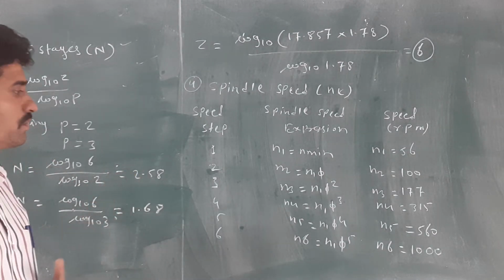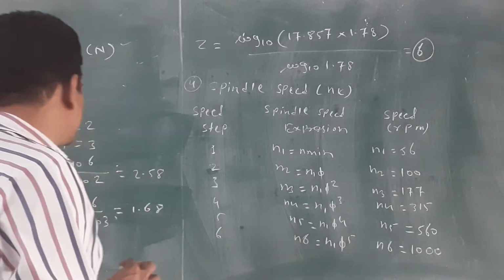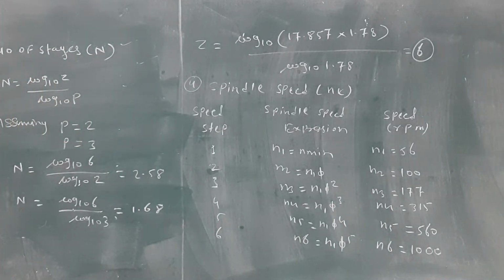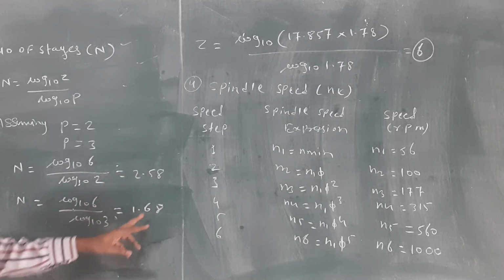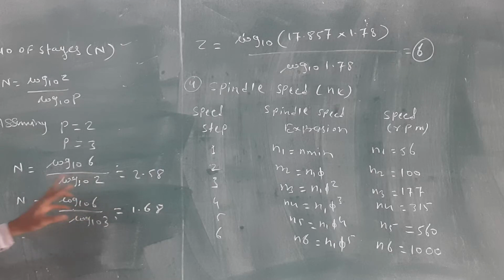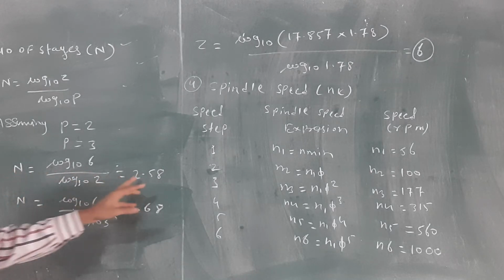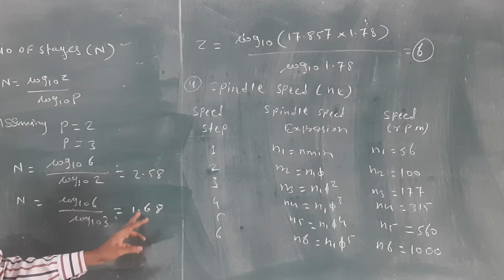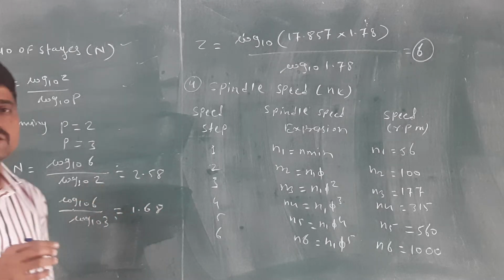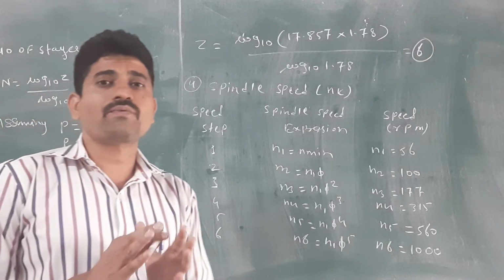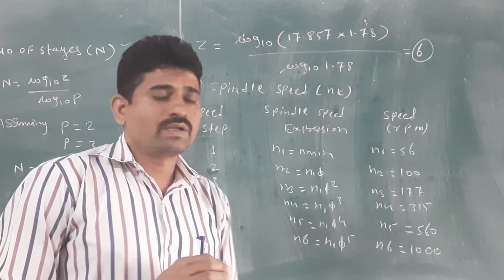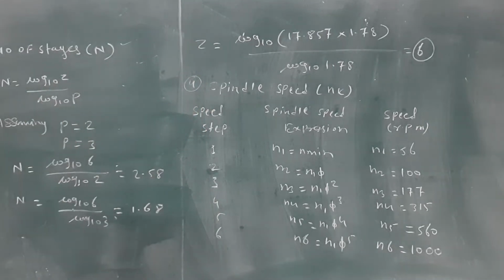Then what to do? Next, you have to modify equation number 5. If these values are not integers, we can't say the number of stages is 2.58 or the number of stages is 1.68. We require an integer number. Then how to modify this equation?